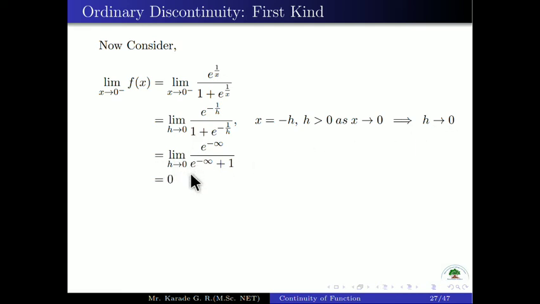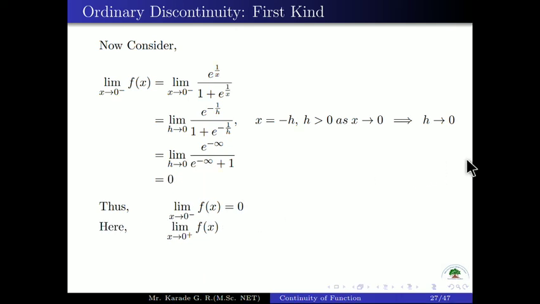It is equal to limit h tends to 0 of e raised to minus infinity divided by e raised to minus infinity plus 1. If I take the limit, we have this value, and it is nothing but equal to 0. So here also we say that the limit of f(x) as x tends to 0 minus is equal to 0.